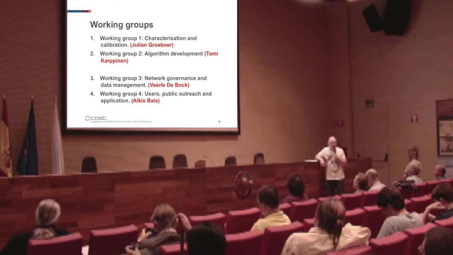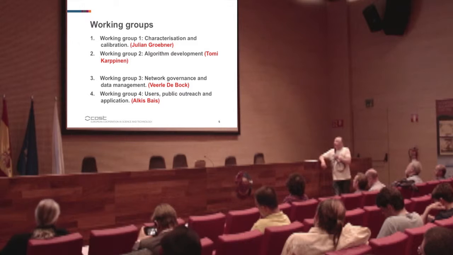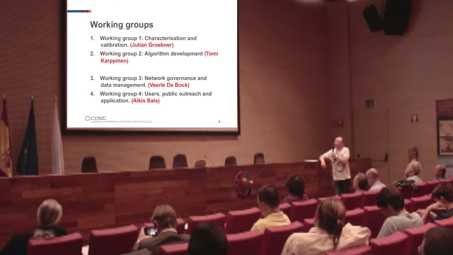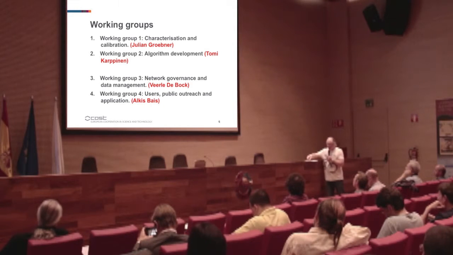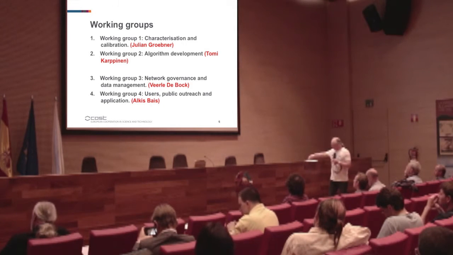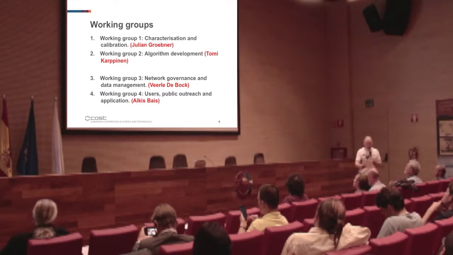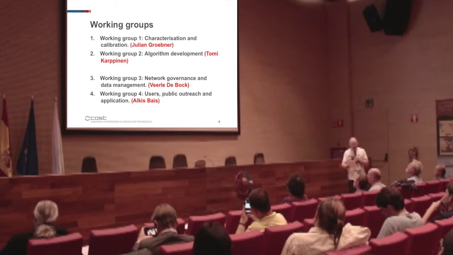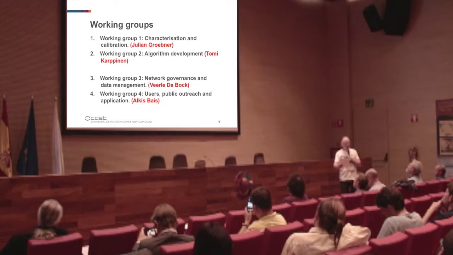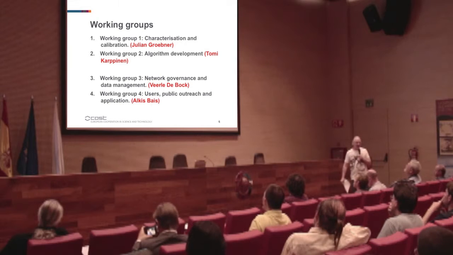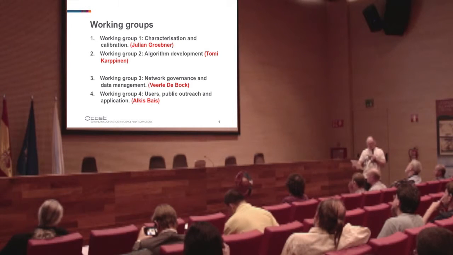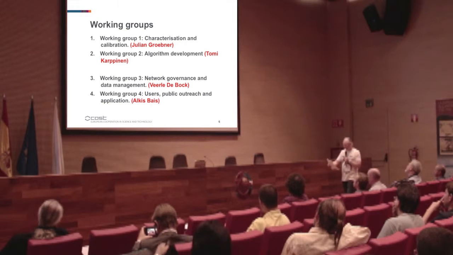We have 4 working groups in the COST action. Working group 1 is to do with the characterization and calibration issues, which is led by Julian Grosvenor. And some of the tasks we have to address is to assess the potential for the internal components to cause problems, and then to develop methodologies to quantify them and to see how we can change the algorithms to deal with them. That's probably the main thing for that one.